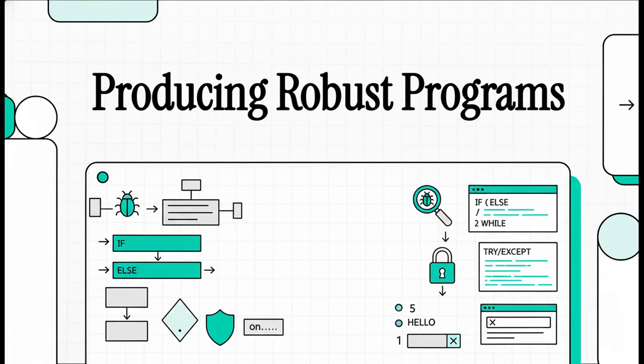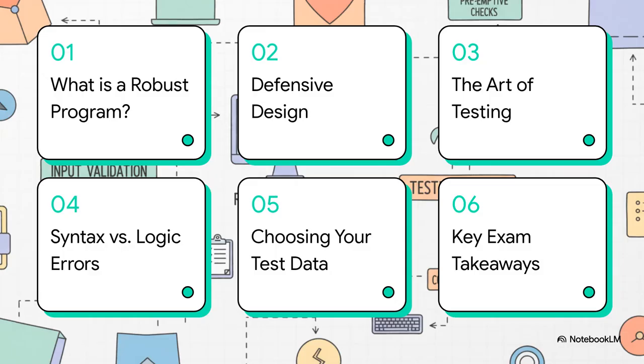All right, let's dive into a super important topic for your GCSE Computer Science exam: how to write code that actually works and doesn't just break. We're going to cover everything you need to know from Section 2.3 of the OCR spec, all about producing robust programs. So here's our game plan.